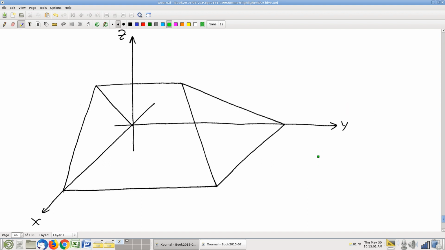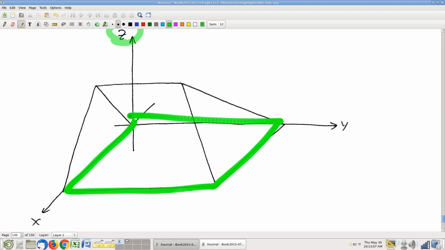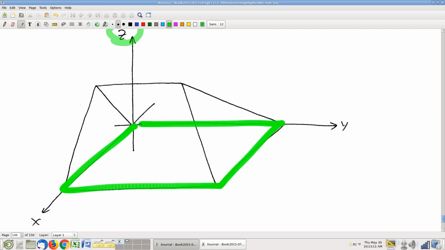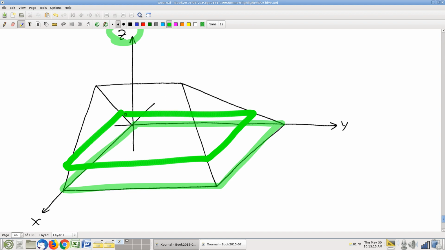So last option, alphabetically that is, slicing perpendicular to the z-axis. Come on, I can do better than that. And your slices look like this the whole way up. No corners, no problem. Everybody happy? So that's the big point I wanted to make.